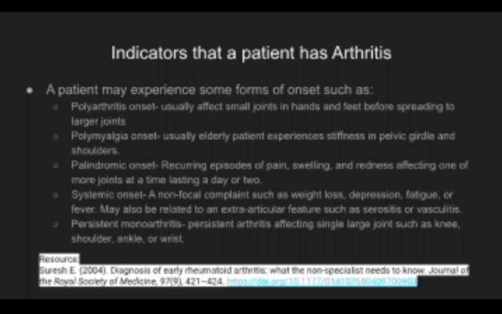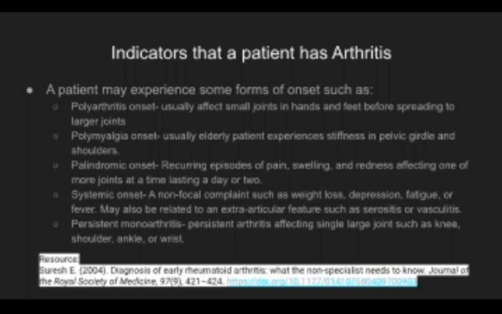A patient may experience some forms of onset, such as polyarthritis onset, which usually affects smaller joints in the hands and feet before spreading to larger joints. The polymyalgia onset usually causes elderly patients to experience stiffness in the pelvic girdle and shoulders.